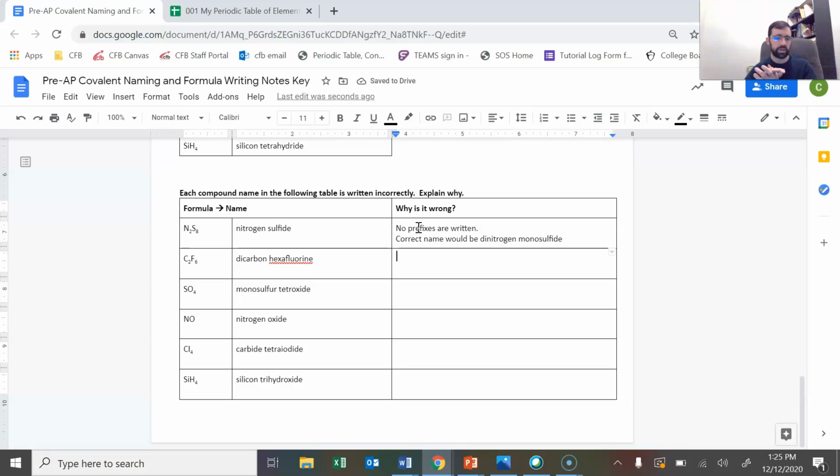All right, let's go to the next one. What's wrong with C2F6 being called dicarbon hexafluorine? Well, the second name should end in IDE. So the correct name is dicarbon hexafluoride.